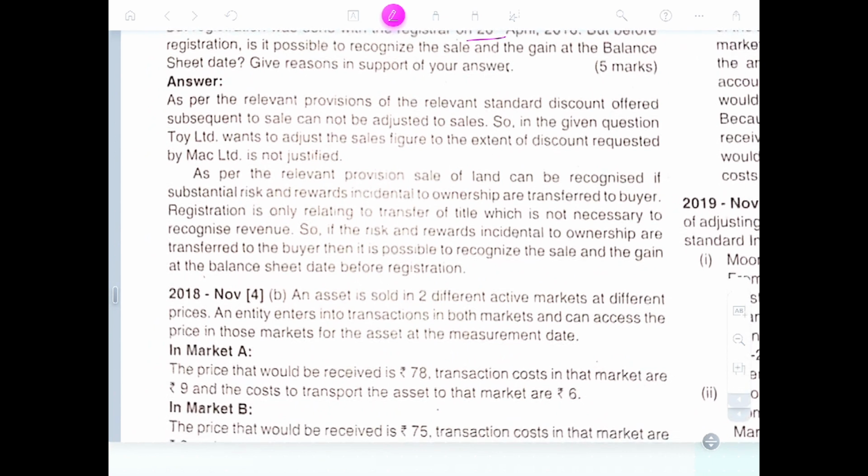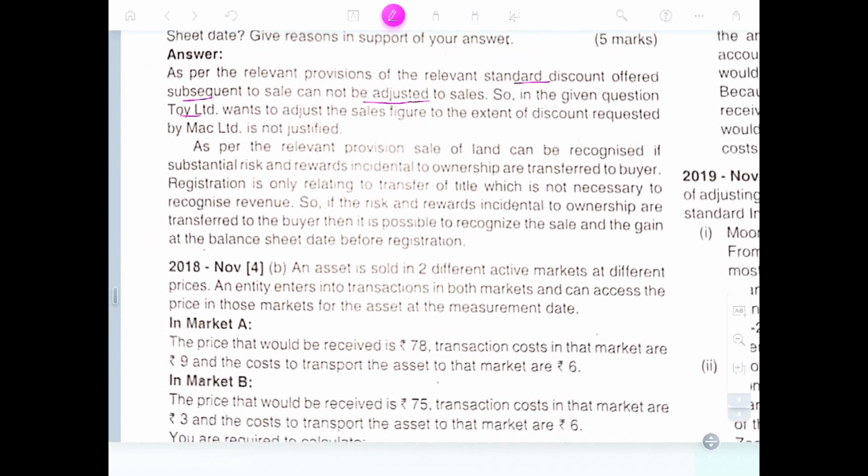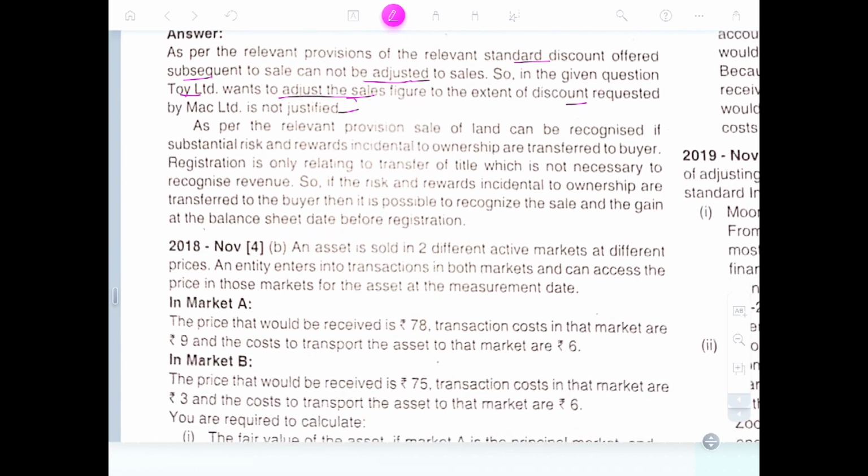As per the relevant provision of the relevant standard, a discount offered subsequent to the sale cannot be adjusted against the sales. So in the given question, Toy wanting to adjust the sale figures to the extent of the discount requested by Mac is not justified.